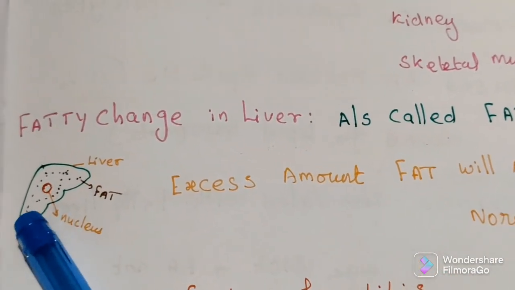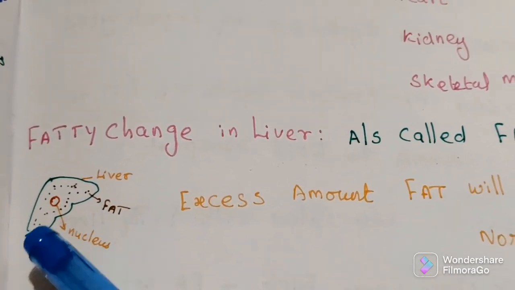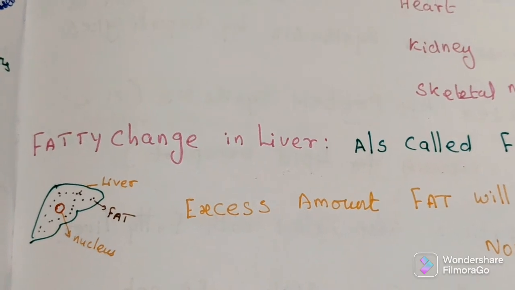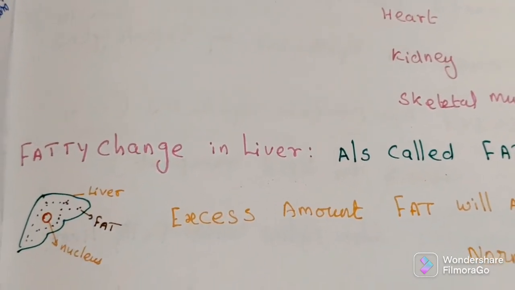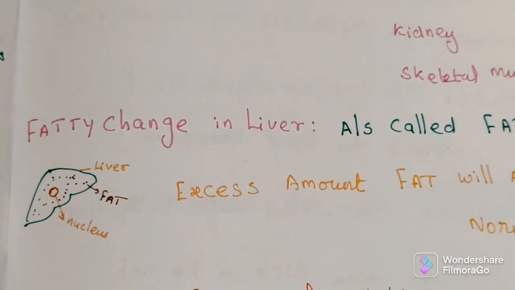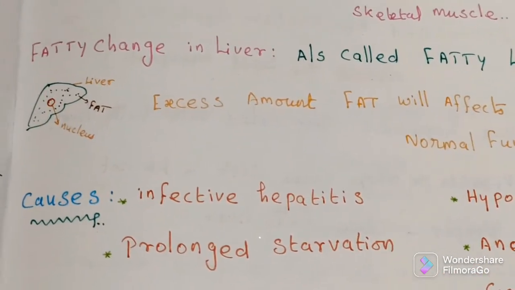Suppose this is a hepatocyte. This is the nucleus. It contains a certain amount of fat. 5% means normal. Here, an excess amount of fat is called fatty liver. So it will affect normal functions.